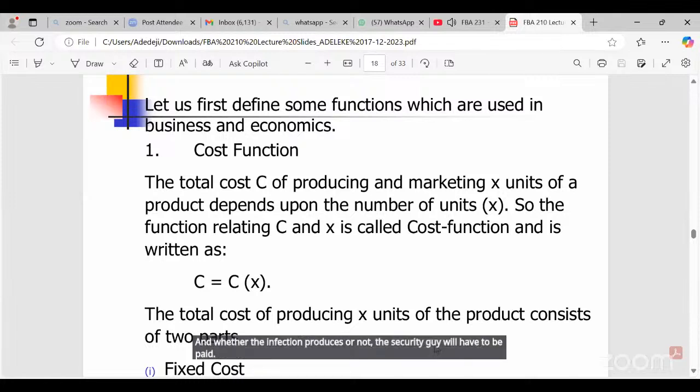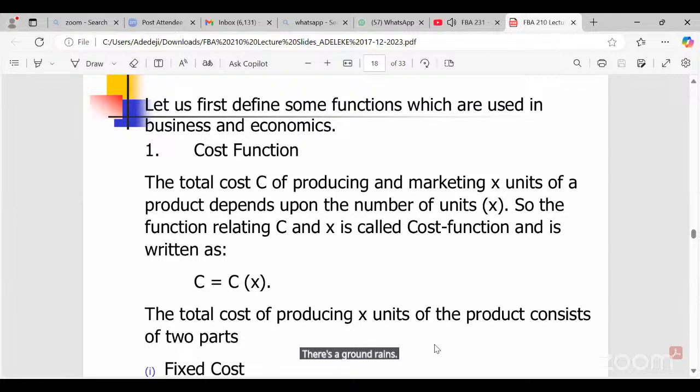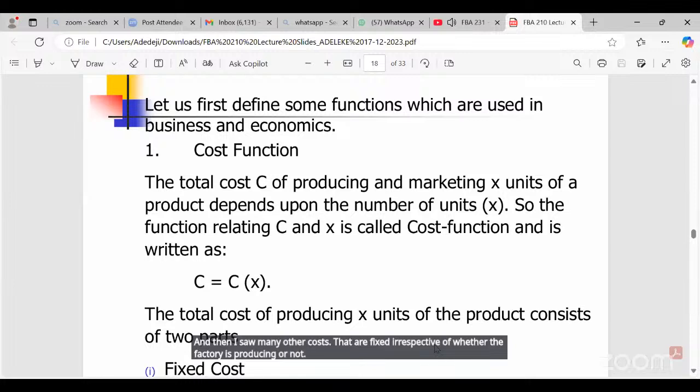If there's a ground rent that is being charged on the factory, whether the factory produces or not, that ground rent will need to be paid. And there are so many other costs that are fixed, irrespective of whether the factory is producing or not. So all of those will come under the fixed cost.